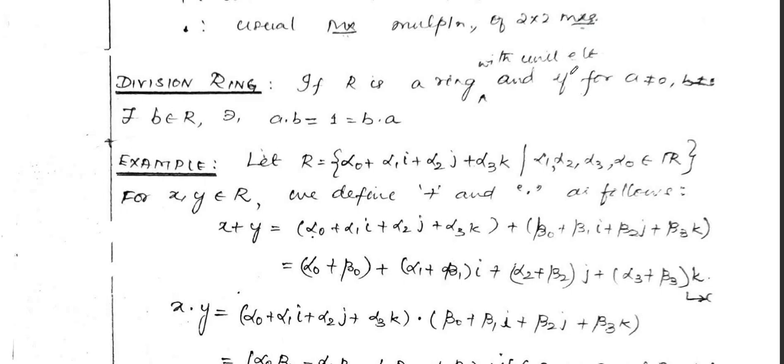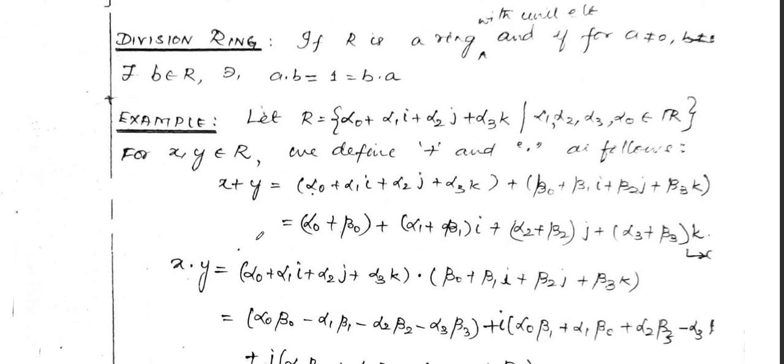If R is a ring with a unit element, and if for every non-zero element A in R, there exists B in R such that A dot B equals 1 equals B dot A, that is, inverse exists for non-zero elements, only commutativity is not there, then in that case you call this a division ring. So ring of real quaternions. So this is called a ring of real quaternions.